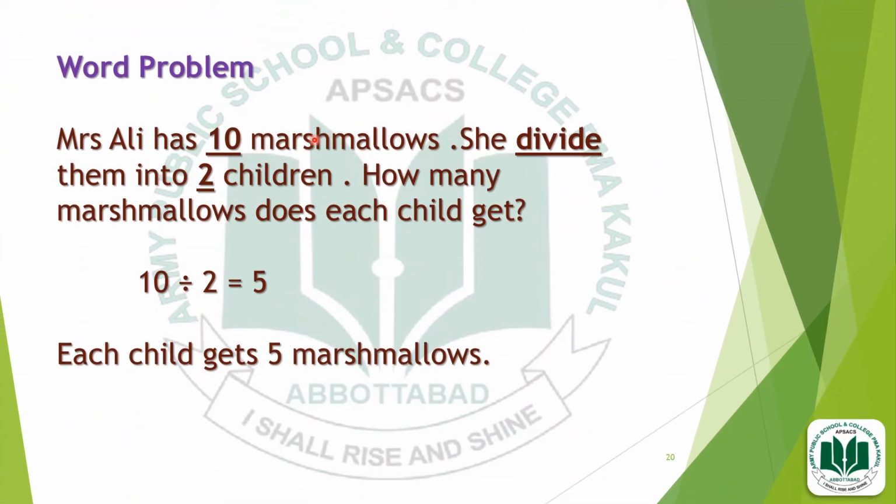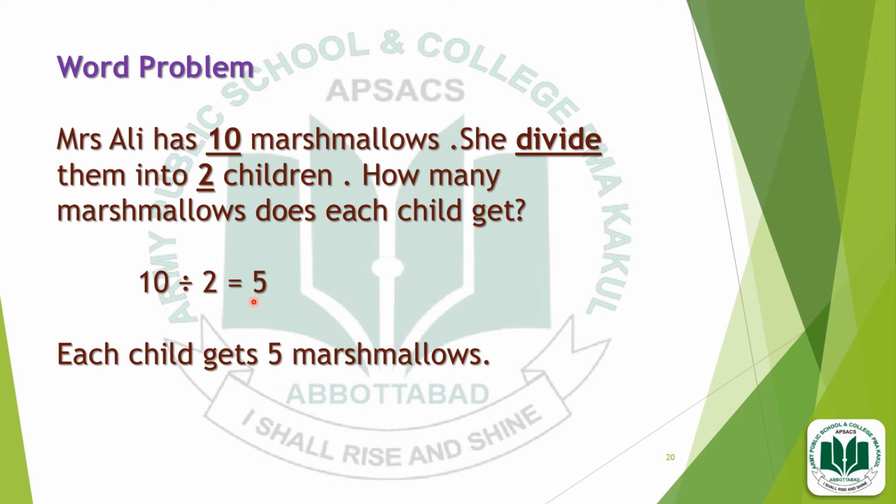Here we have a word problem example. Mrs. Ali has 10 marshmallows and she has to divide these marshmallows between 2 children. How many marshmallows does each child get? Now what do we have to find? Number of things. So we will divide the numbers 10 and 2. Write the division fact, 10 divided by 2. Read the table of 2 up to 5. 5 2s are 10. So the answer is 5, and 5 is the number of marshmallows which each child gets.